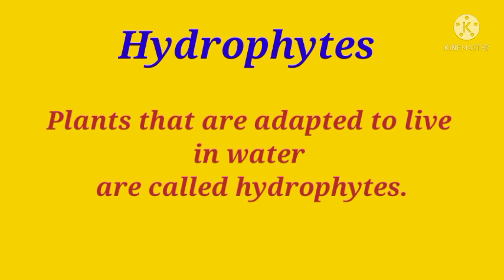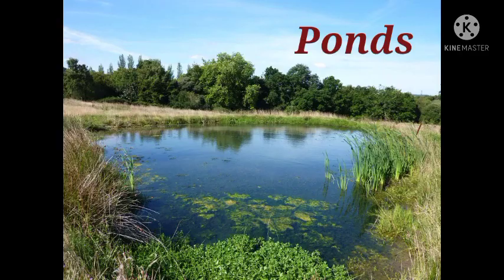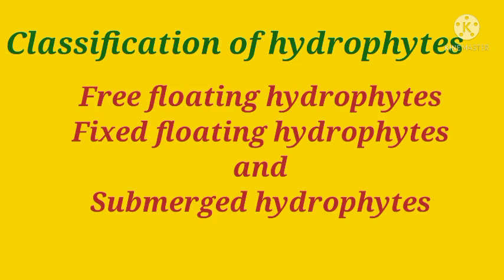Hydrophytes. Plants that are adapted to live in water are called hydrophytes. Hydro means water and phyta means plants. Hydrophytes grow in lakes, ponds or rivers. These hydrophytes are divided into three types. What are they? They are free floating hydrophytes, fixed floating hydrophytes and submerged hydrophytes.